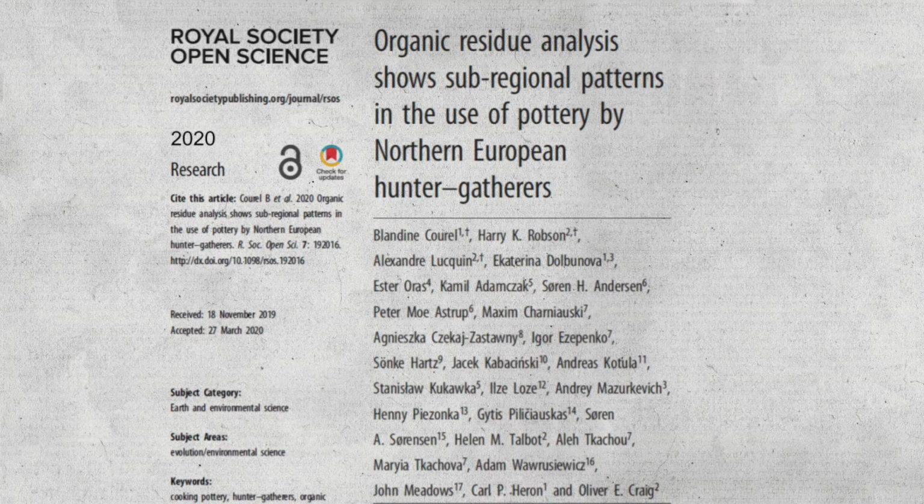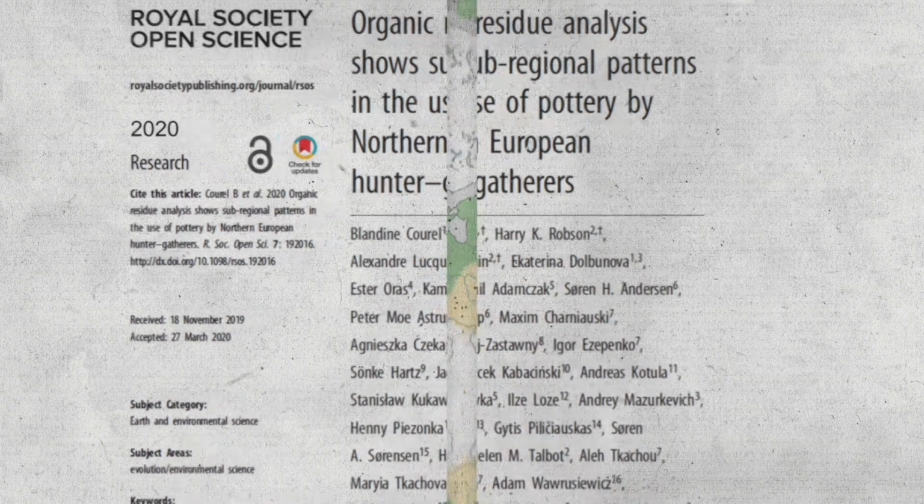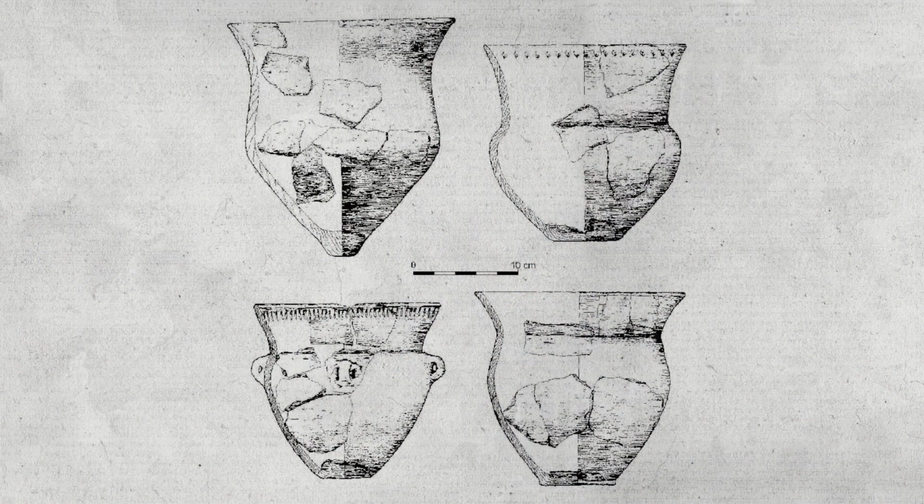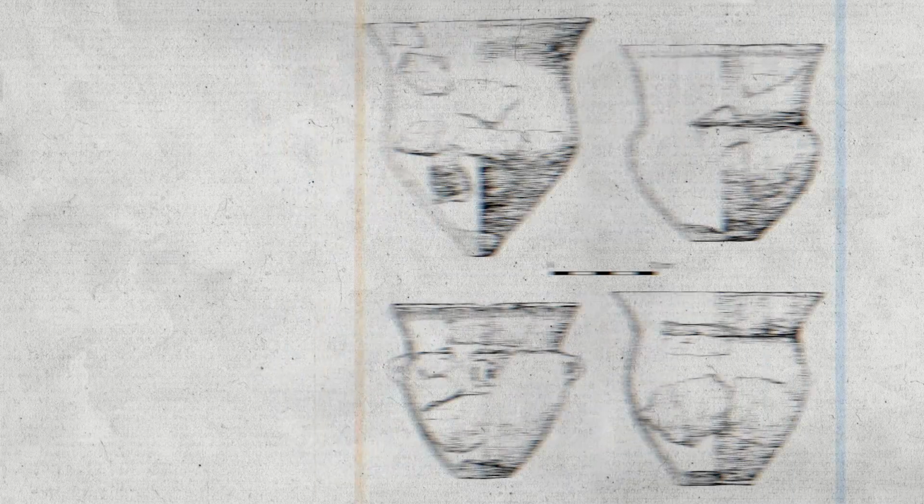Well, it was a lipid biomarker study that revealed that these ceramic vessels contain a diversity of products including aquatic, animal fat, and even dairy residues. What were these hunter-gatherers eating? They were consuming products that are typical of agricultural society. This was a very unexpected finding.